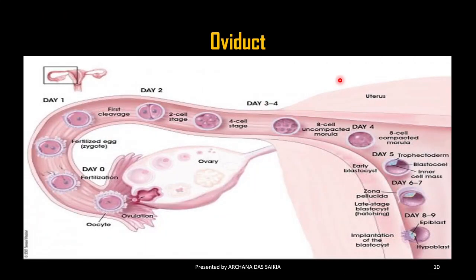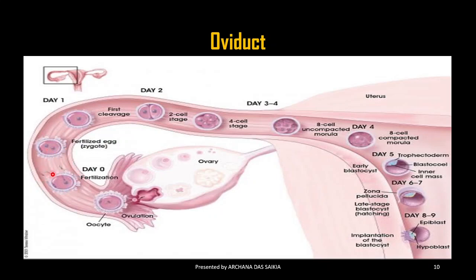So here is the oviduct. Again the same thing. This is the ovary. The eggs develop here inside the ovary. The egg is released into the fimbriae. Ovulation we call it. It is also known as the oocyte, and it is transported, and then fertilization takes place here. This is the fertilization.